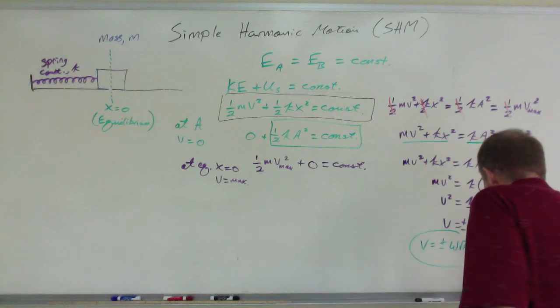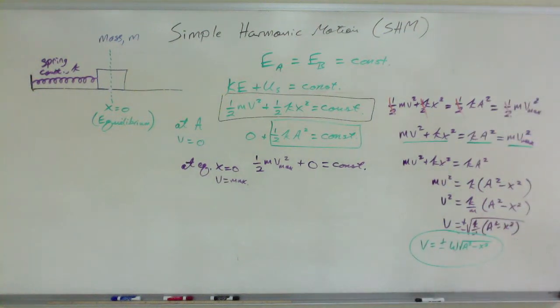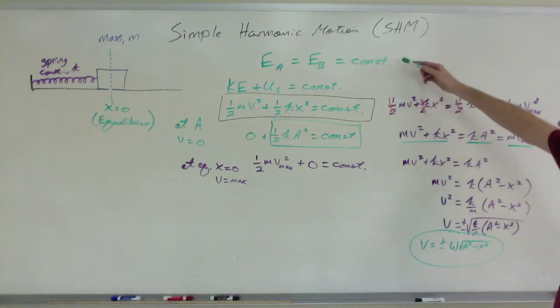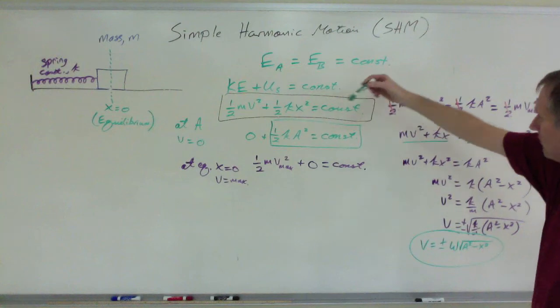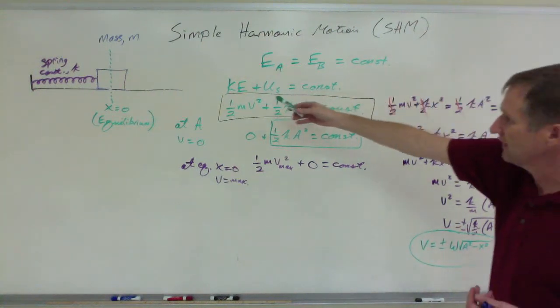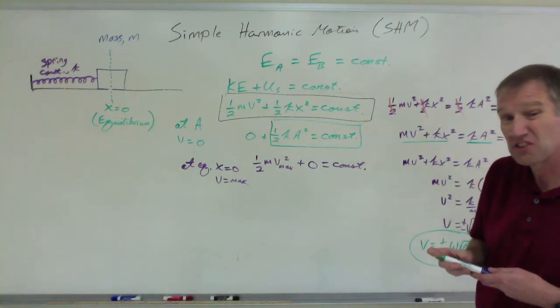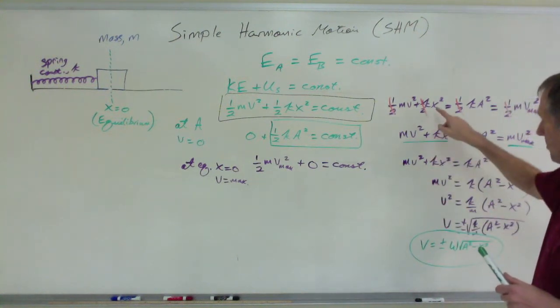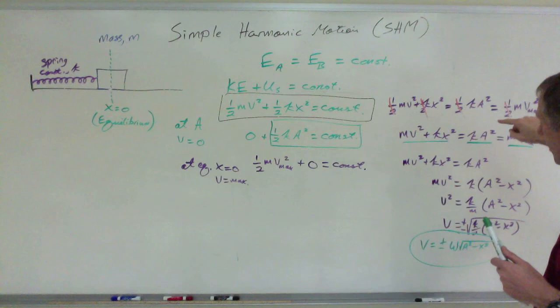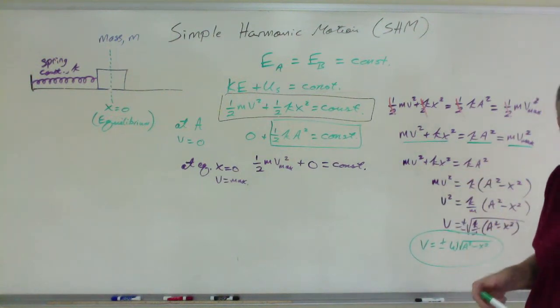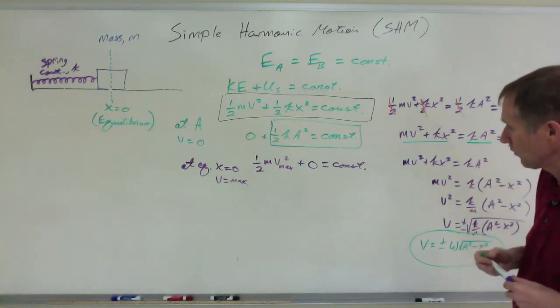All right. I would not memorize this. This is what you need to know. All right. The energy is conserved. It's a constant. What is the energy? It's kinetic and potential energy. Okay. You should be able to derive this each time. Absolutely should be able to derive this each time. Don't waste your time memorizing these equations. It's not going to help you in the long run. Okay.